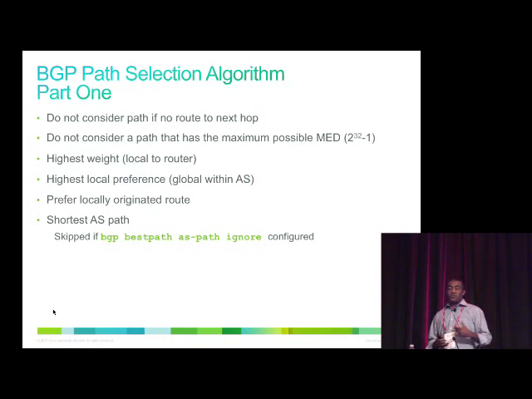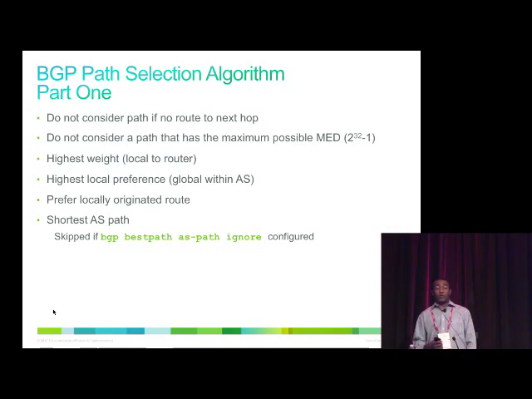Then comes the selection algorithm. The first selection criterion is highest weight, and that depends on the vendor. It's not a standard. It's an administrative value. Cisco uses the weight. If you configure a weight, then it will override all other criteria. Most people don't. But if for administrative or migration purposes you need to configure that, then you can.